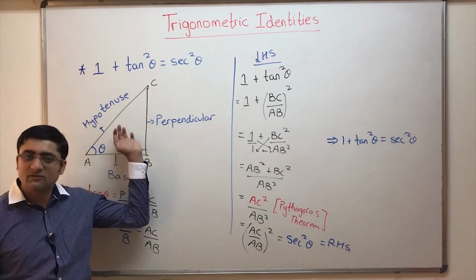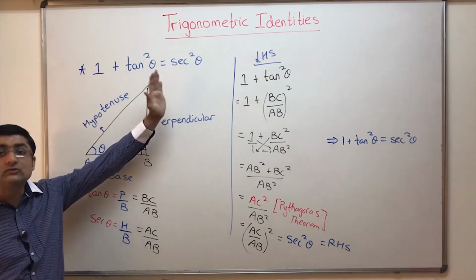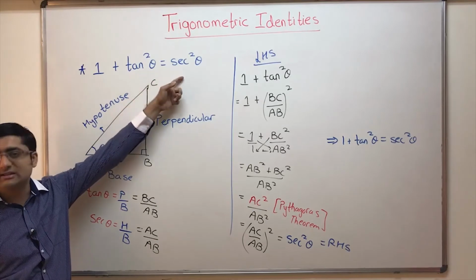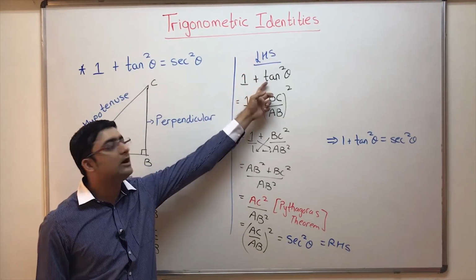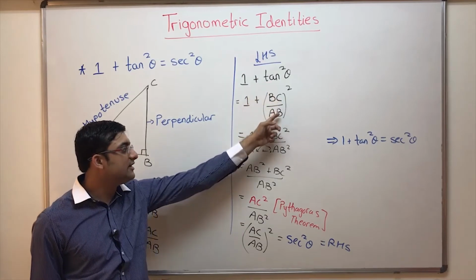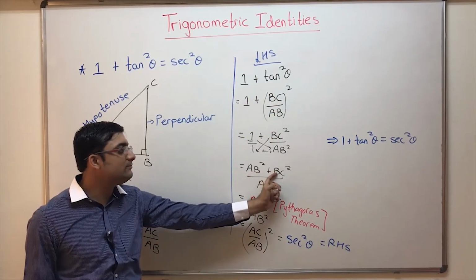I repeat, first step, take your right angle triangle. Now this identity involves which trigonometric ratios? Tan theta and sec theta. Get the value of tan theta, sec theta. Start from the LHS. We have 1 plus tan square theta. Plug in the value of tan theta. Simplify, we reach AB square plus BC square.